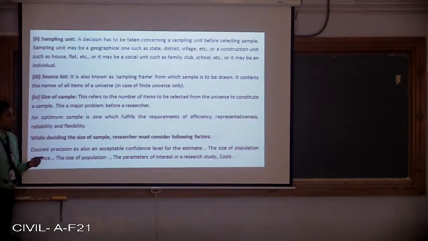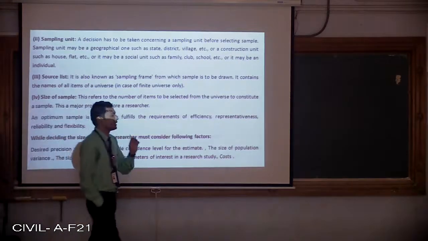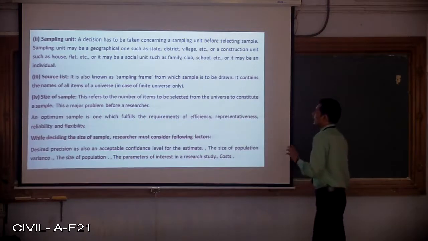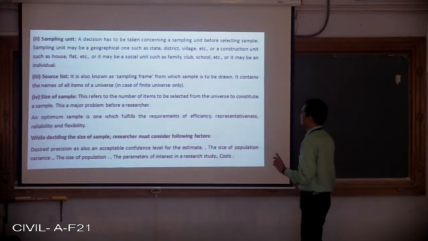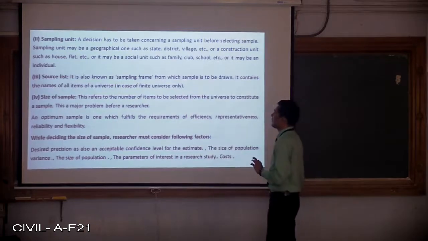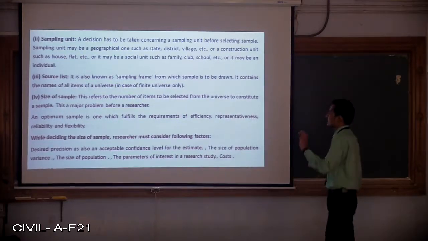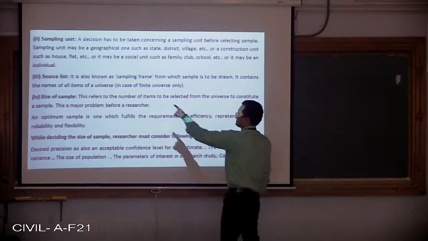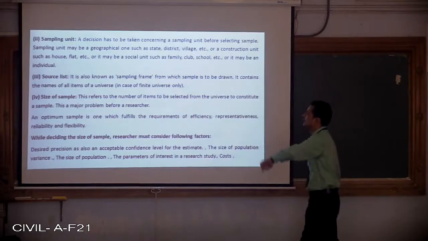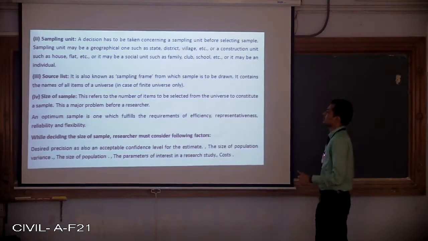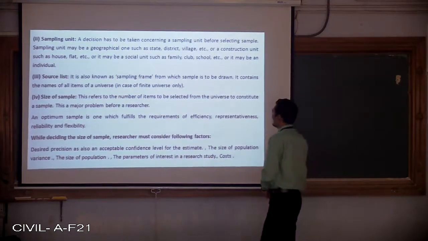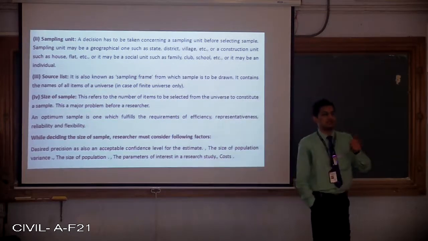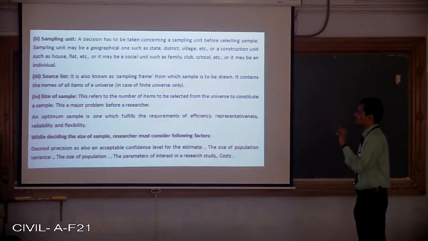After the type of universe, you have got the sampling unit. What will be the unit of your sampling? A decision has to be taken concerning a sample unit before selecting a sample. Sampling unit may be geographical ones such as state, district, village, or construction unit such as house, flat. I have given an example clearly. It may be a social unit such as family, club, school, or any individual. That particular unit should be defined at the initial stage.